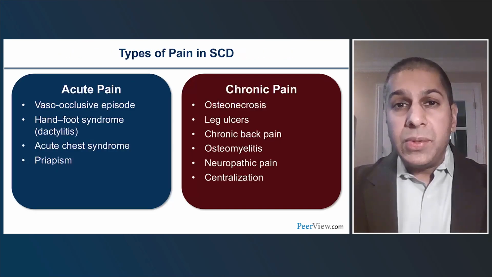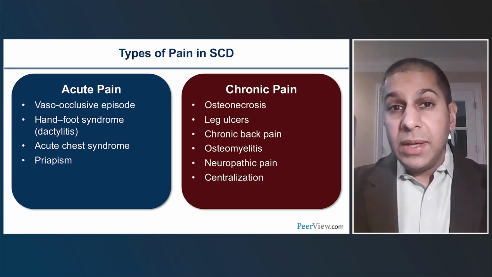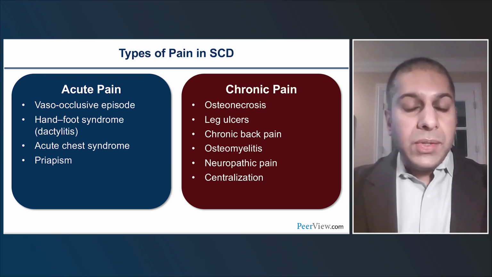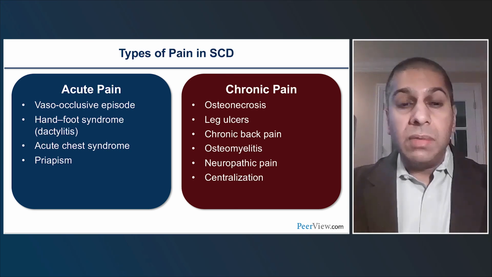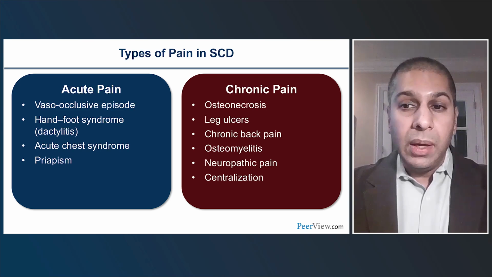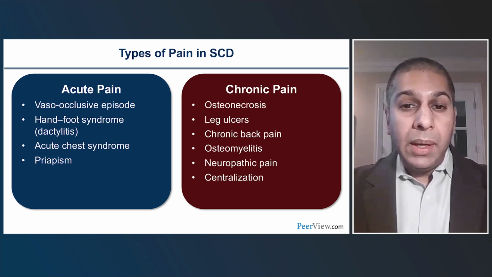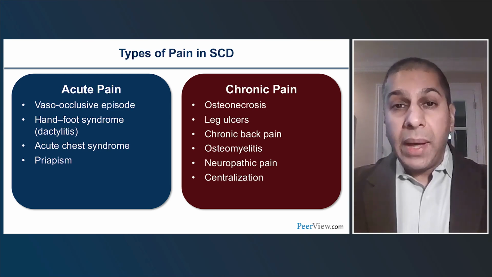Pain is probably the most common complication and presentation that our patients experience, and some on a day-to-day basis. It's important to distinguish acute pain from chronic pain. So on the left-hand side, you'll see things such as vaso-occlusive episodes, dactylitis or hand-foot syndrome, acute chest syndrome, and priapism as causes of acute pain. On the right, some of the causes to be aware of include osteonecrosis or avascular necrosis, most commonly in the hips and shoulders. Leg ulcers can cause severe pain, chronic back pain, osteomyelitis, neuropathic pain.